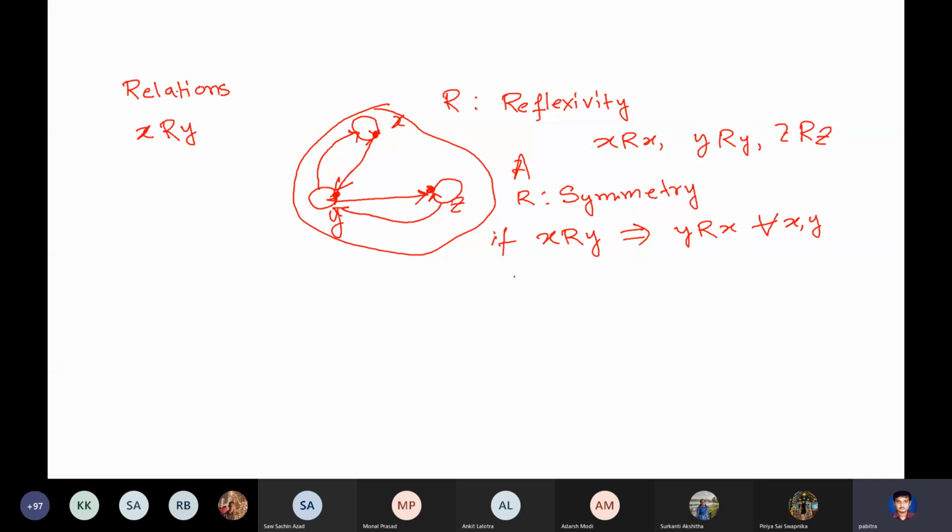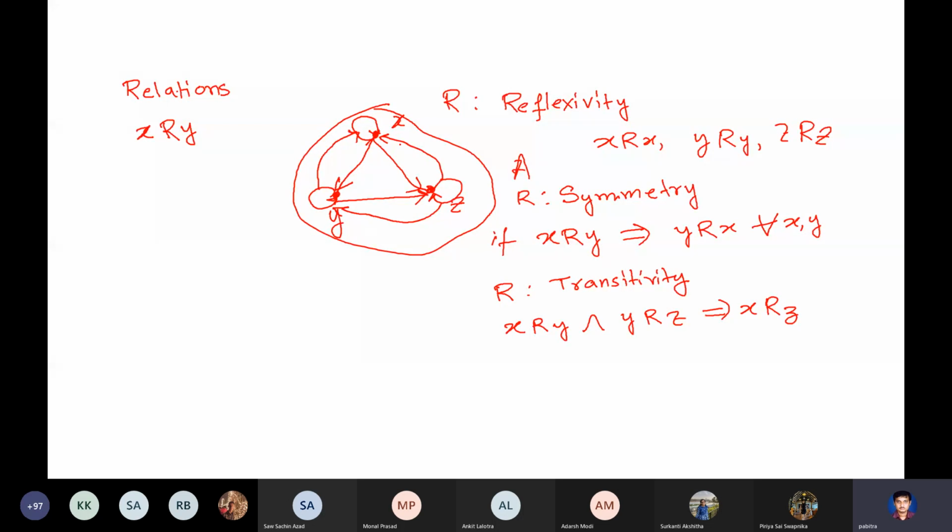Now let us look at the third condition, which is transitivity. This means if X is related to Y and Y is related to Z, as we have drawn, it implies X is related to Z. So that means if I have this arrow and I have this arrow, I definitely have this arrow. And by symmetry, these properties may hold independently, but if all three of them hold, then I also have this.